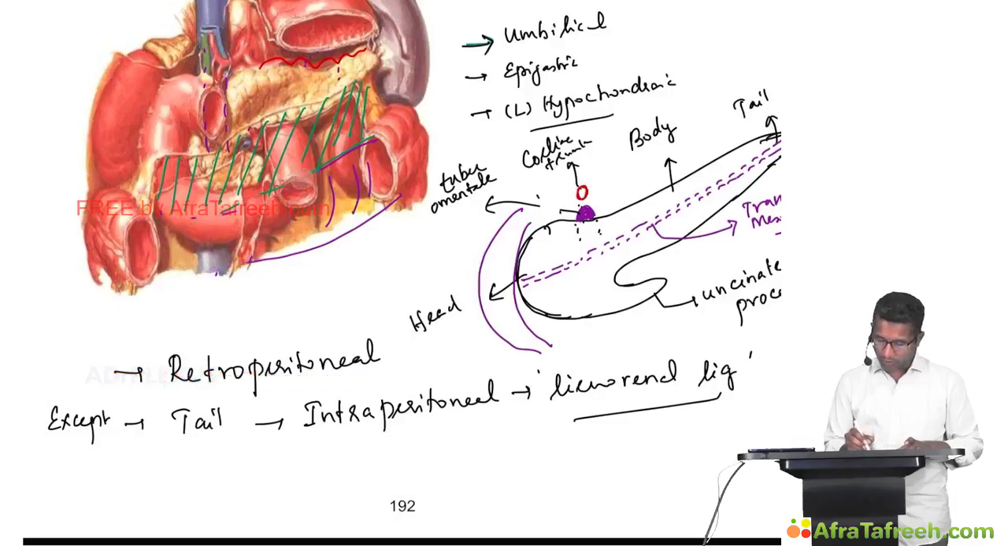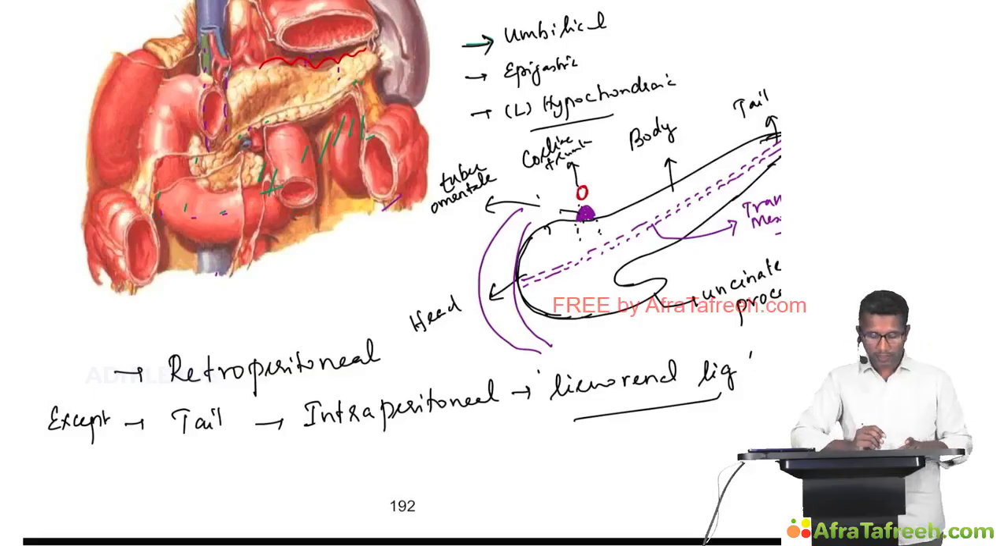When I remove the transverse colon, I can see all the structures. I can see the duodenum, I can see the pancreas.